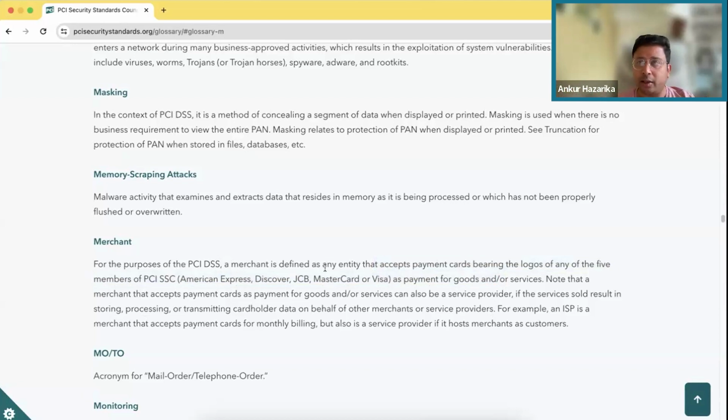So just think about it yourself. If you are a company which accepts payment cards in the form of credit cards or debit cards from any of these 5 brands, from any customer, be it an end user like a retail customer like you and me, or an enterprise customer like Google or Microsoft, then you are defined as a merchant in the context of PCI. That's basically how you need to look at it.